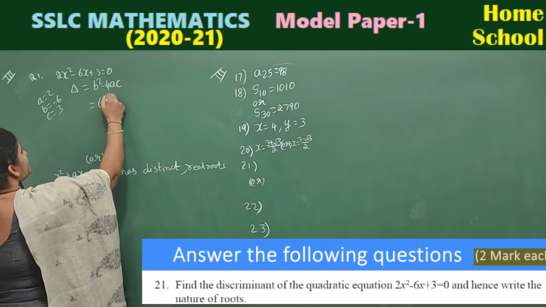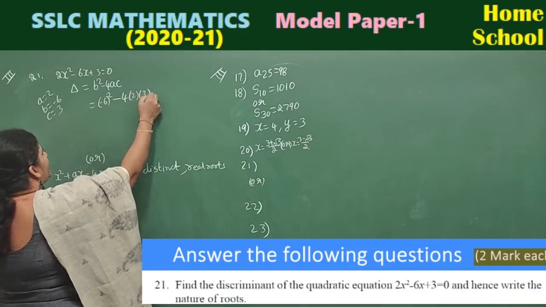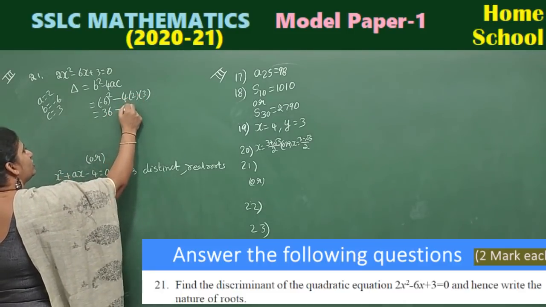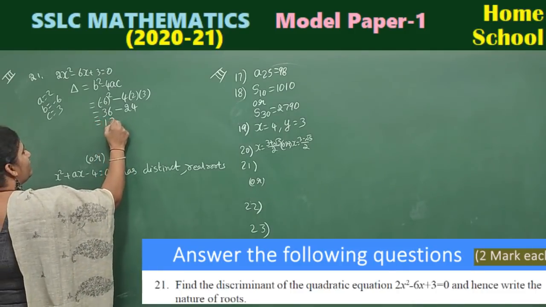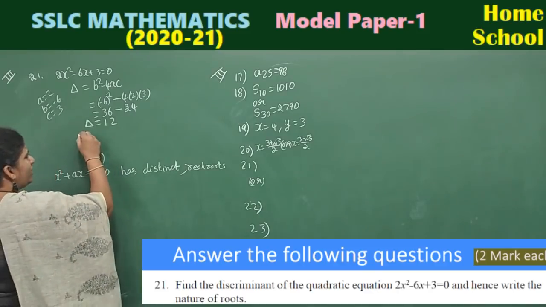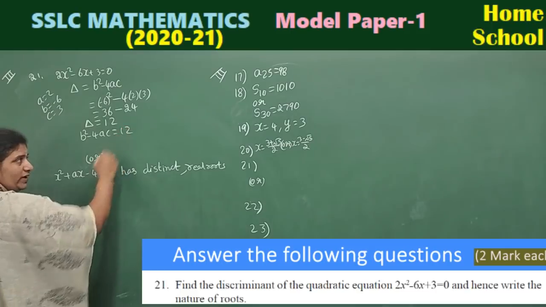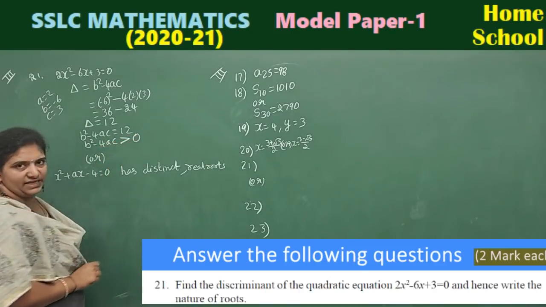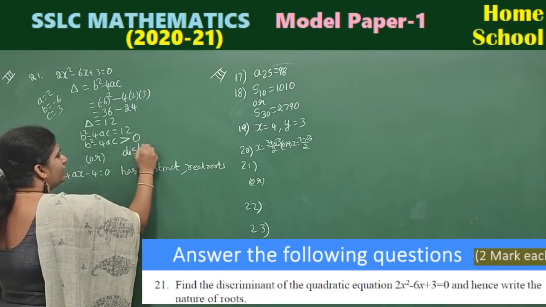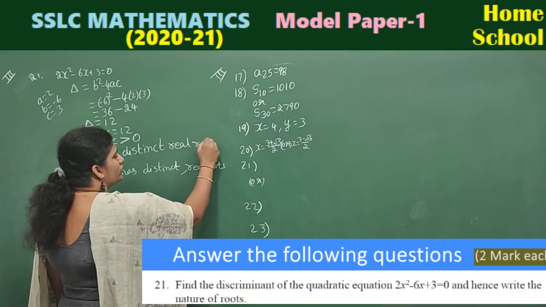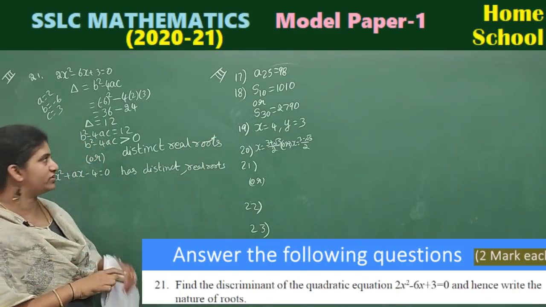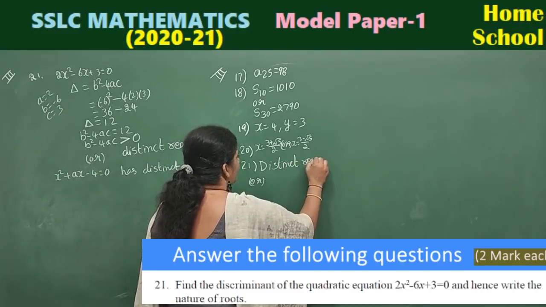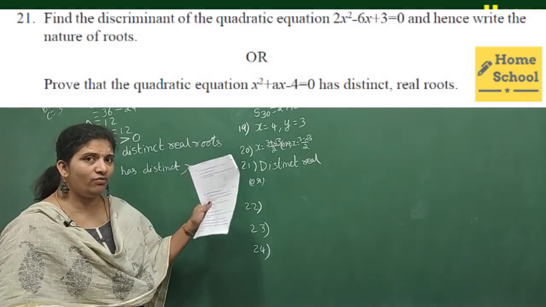Substitute now. Minus 6 whole square minus 4 into 2 into 3. 6 6s are 36, minus into minus plus 36, minus 4 3s are 12, 12 2s are 24. 36 minus 24 will be 12. Delta is equal to 12, or you may write it as b square minus 4ac is equal to 12. That means b square minus 4ac is greater than 0. Therefore, the nature of the roots are distinct real roots. What is the nature of the roots? Distinct real roots. Therefore, 21st one, nature of the roots are distinct real roots.